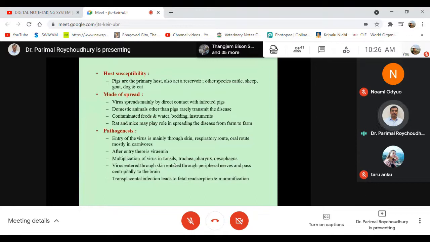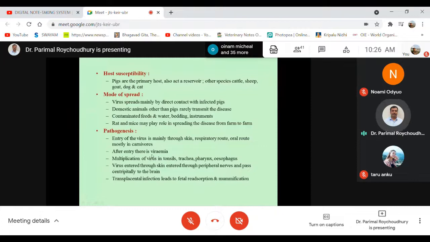In the adult, of course, the mortality is not high, but in the piglet, it may reach up to 100% mortality. In adults, mainly pregnant animals, we can see signs of abortions and some neurological symptoms. This virus infects the nerves. Once it enters through the mucous membrane, mainly through the respiratory route or the oral route, the virus becomes cell-associated and disseminates into the body.